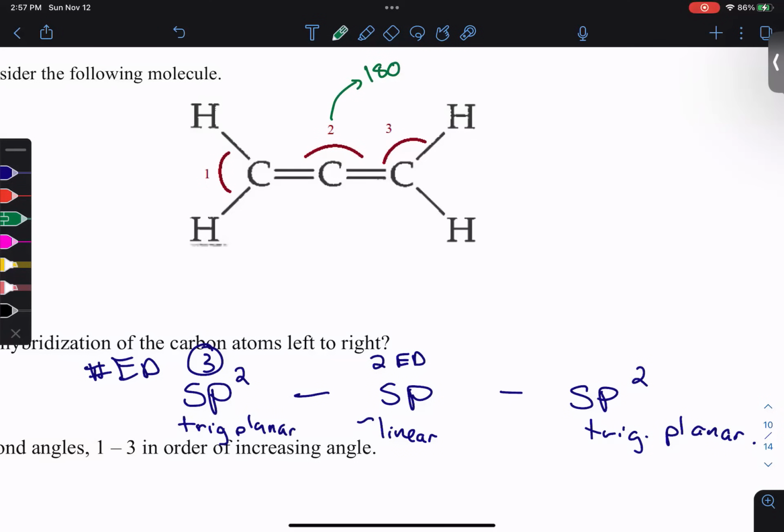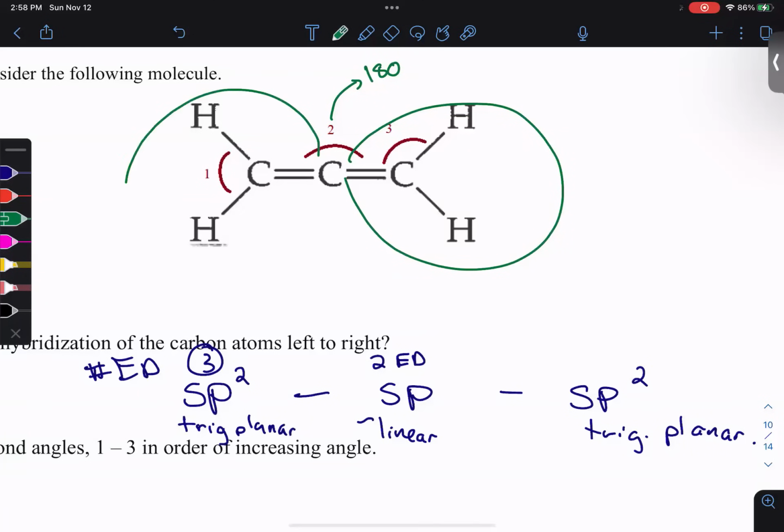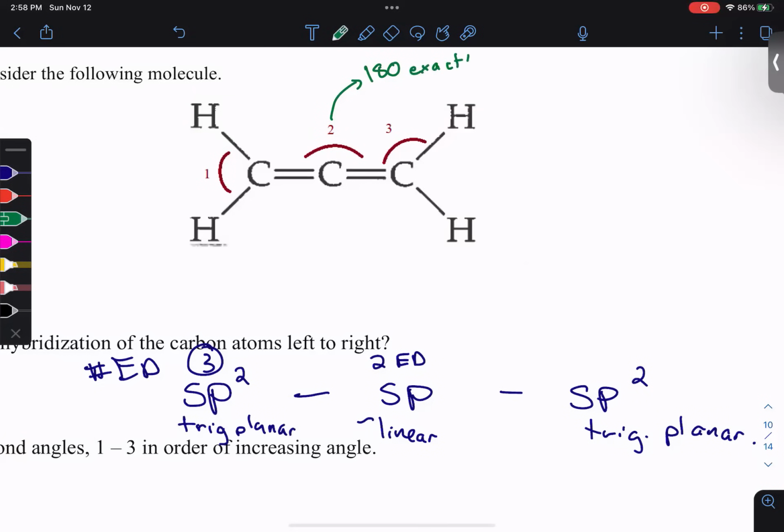Exactly. Yeah, it's going to be exactly 180, because, well, you might be thinking, but there's double bonds. But look, there's a double bond here, and doesn't that kind of push the other side a little bit? But there's a double bond over here as well. So you can see that the deviations kind of cancel each other out. You have 2 double bonds, they're exactly the same. So bond number 2 is going to be exactly 180.